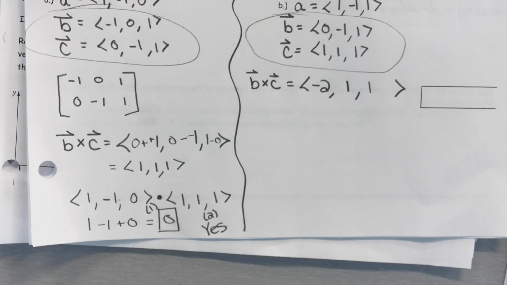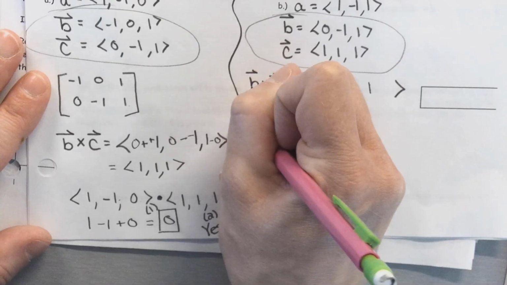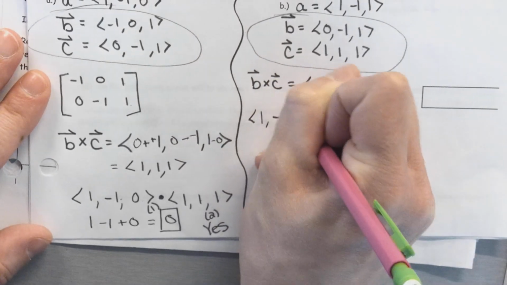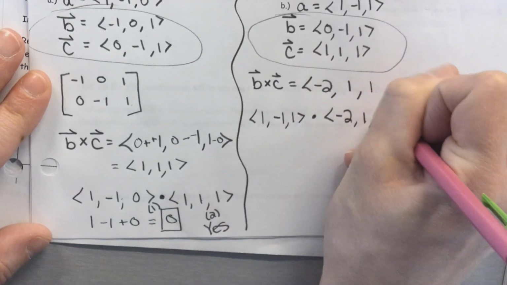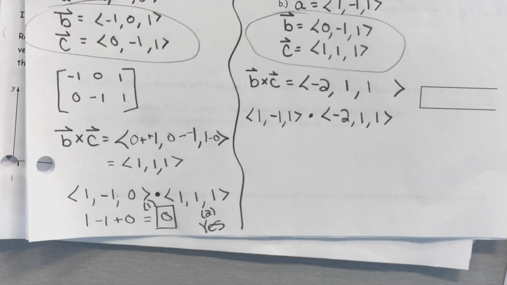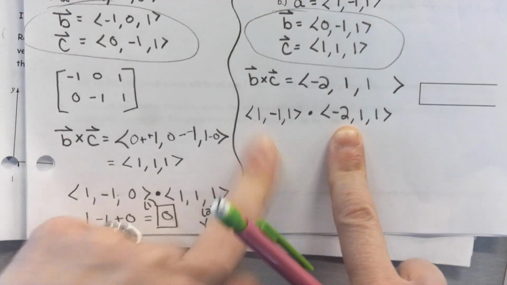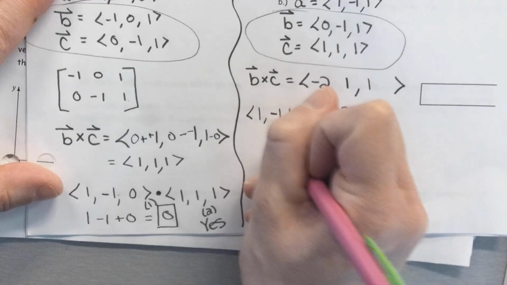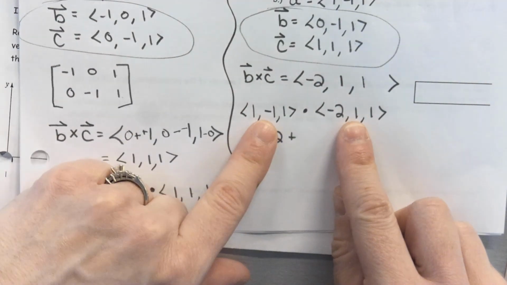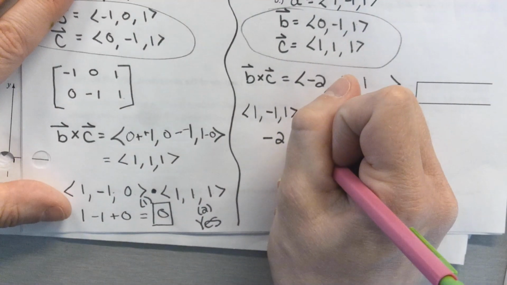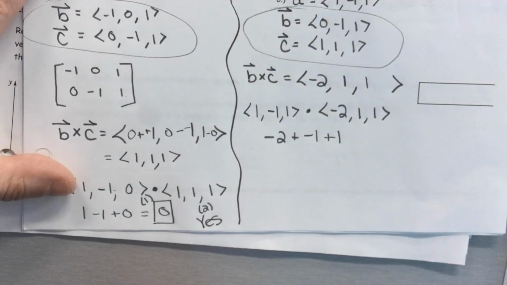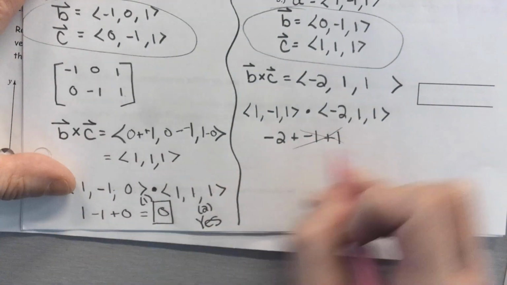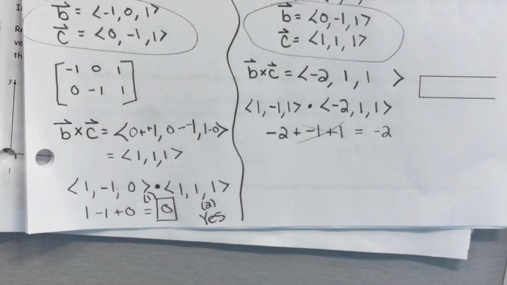Okay, now we're going to find the dot product of that with A. So take A. A was 1, -1, 1. And we're going to find the dot product with -2, 1, 1. So I'm taking the dot product of those two. -2 times 1 is negative 2, plus negative 1 times 1, plus 1 times 1, 1. All right, so these kind of cancel their way out, and I get negative 2.